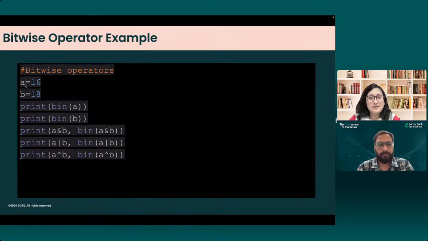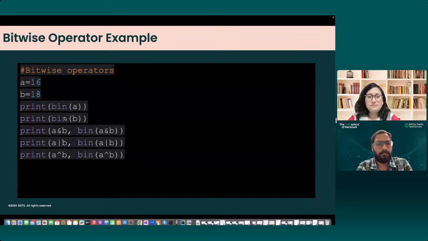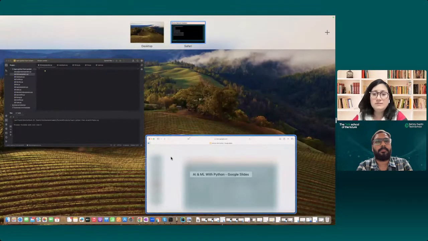So I have A as 16, B as 18. And if I'm going to print bin, it's a predefined function. So if you plug in A as the input for bin, then you will get the output as the binary format of A. Similarly, if you want to know the binary format of B, you will have to put it into the bin function. So I'm going to perform this for you, and then you will realize. Now let's go and try this on PyCharm, the bitwise operators.